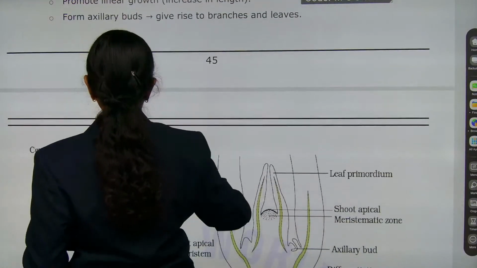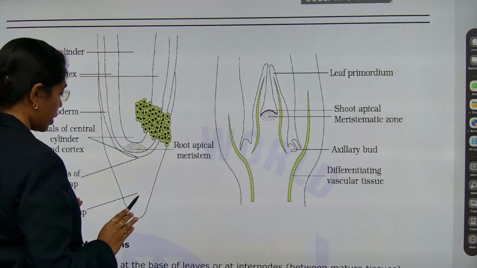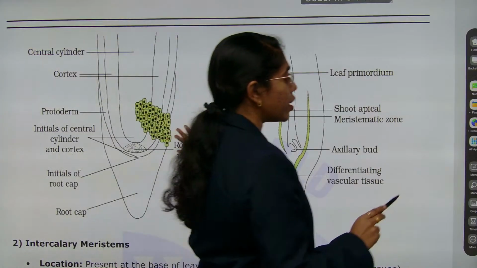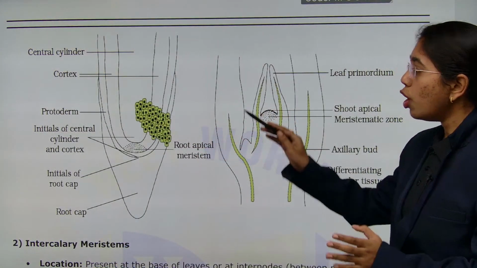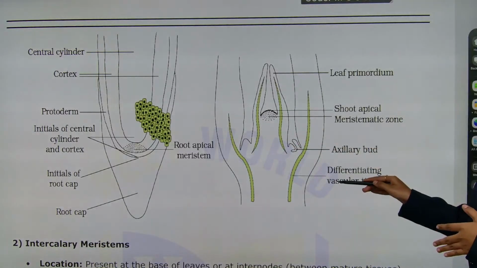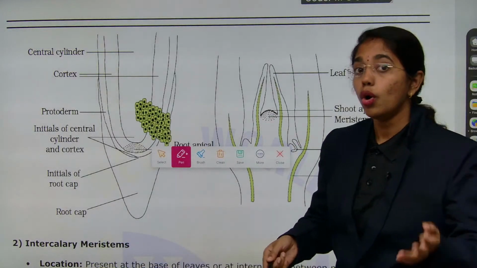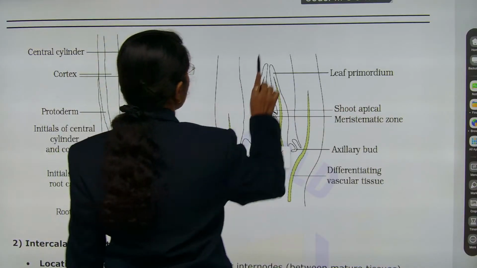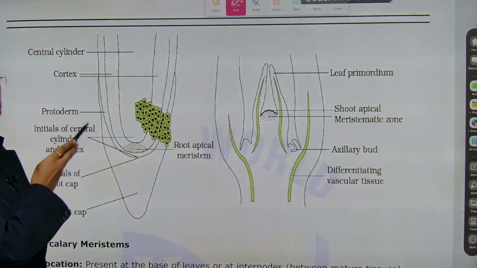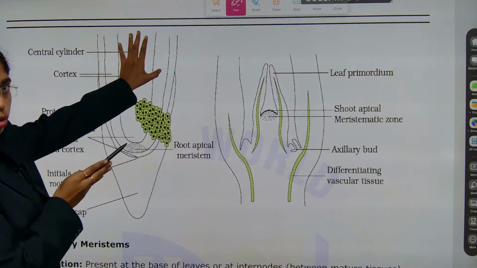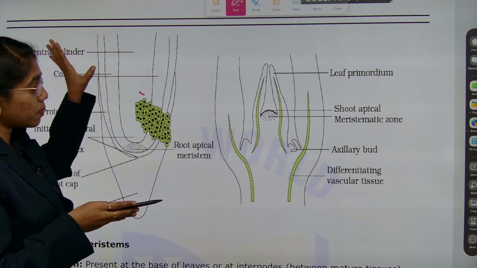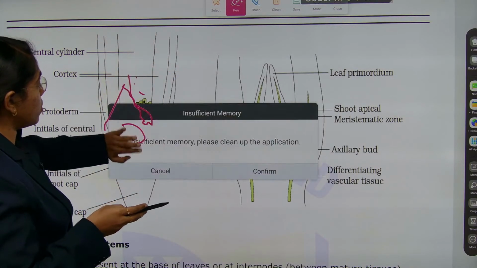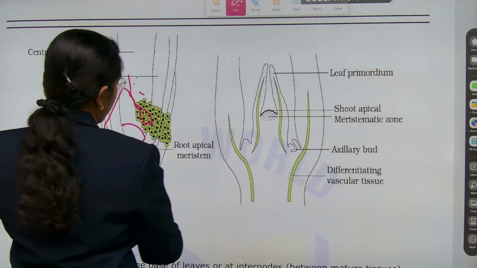Now consider this very important diagram. First let me explain these 2 diagrams of the root apical meristem and shoot apical meristem, which will be clear for you for both NEET and IPE exams. These 2 diagrams are very important to present in the exam. If you are choosing this question for SAQ, it is mandatory to present this diagram.